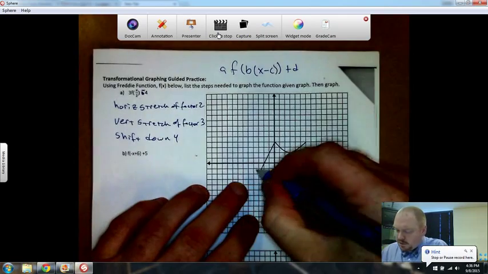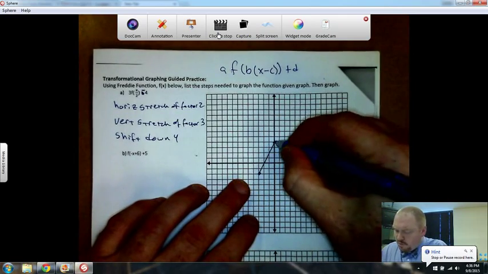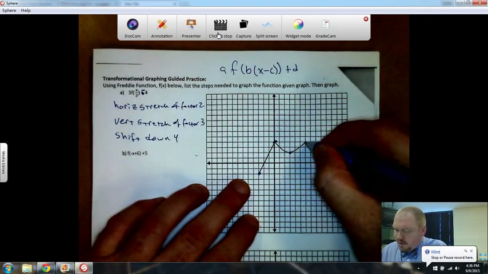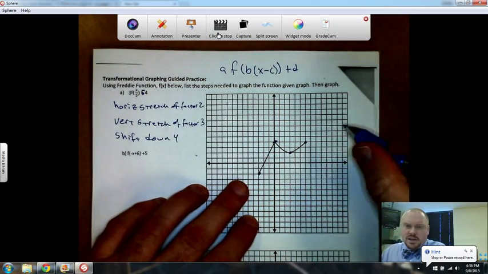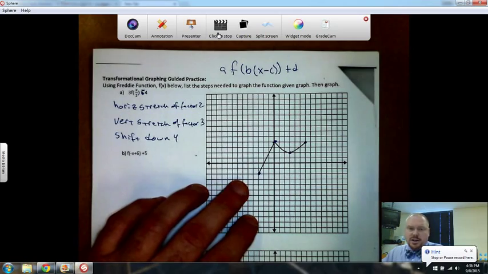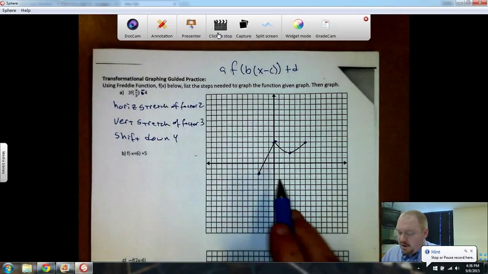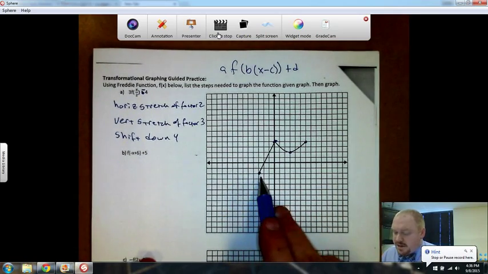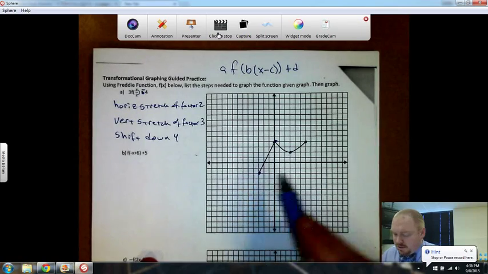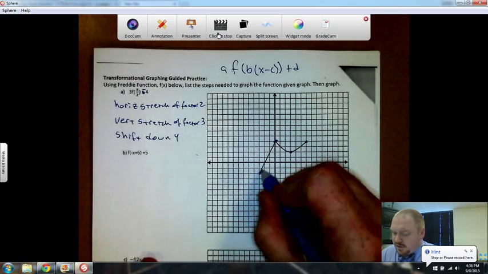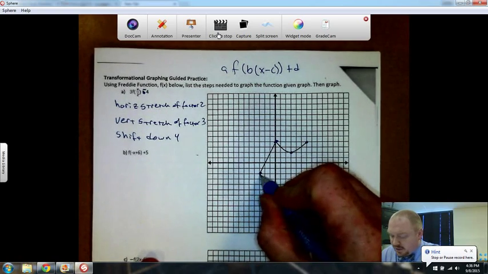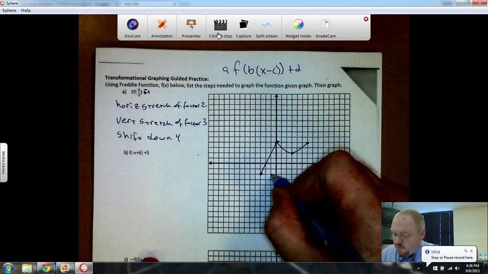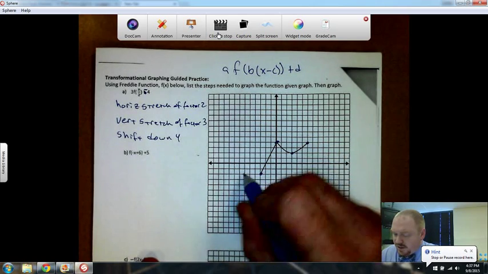Okay, so I'm going to take my most important points here. Again, I just call them that. I sometimes call them critical points. These are the points where the graph changes direction. Now, for the horizontal stretch, I'm going to take the x-coordinate and multiply it by 2. So since this x-coordinate is -3, -3 times 2 is -6. So 1, 2, 3, 4, 5, 6.